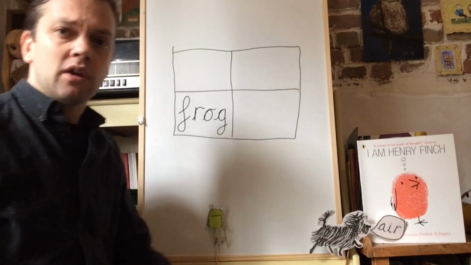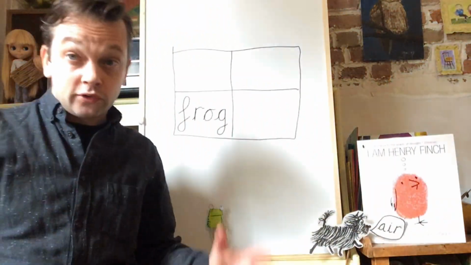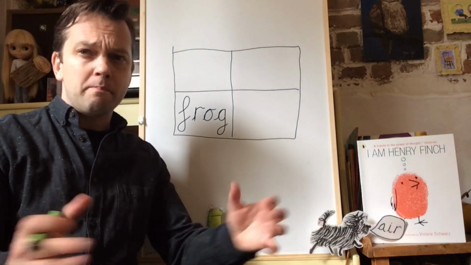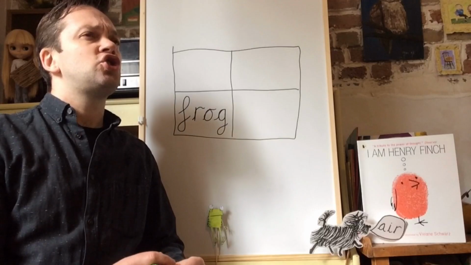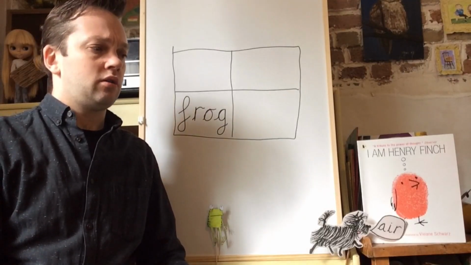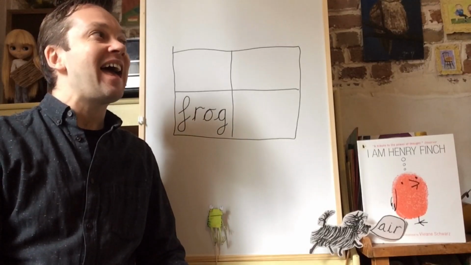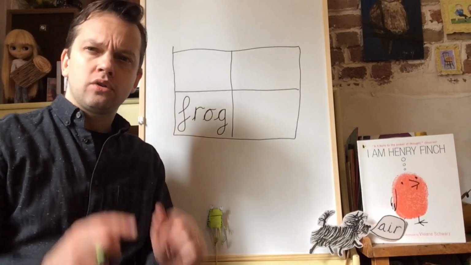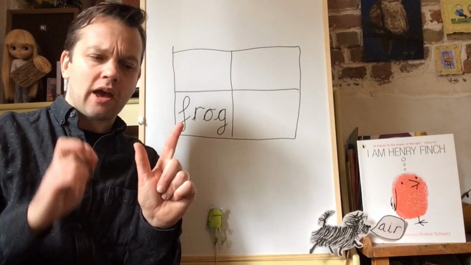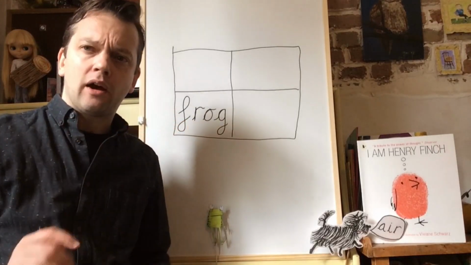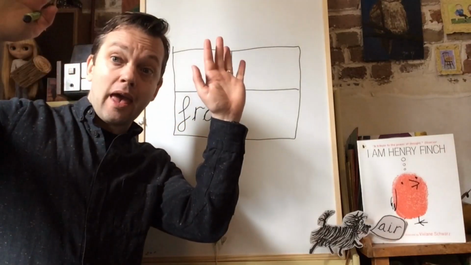Now the next word I would like you to write is chair. A chair. Like this one here. First of all, make it long so you can hear it. Chair. Ch and air. Ch. Air.